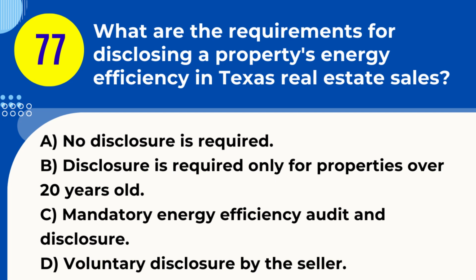A. No disclosure is required. B. Disclosure is required only for properties over 20 years old. C. Mandatory energy efficiency audit and disclosure. D. Voluntary disclosure by the seller. Answer: A. No disclosure is required.